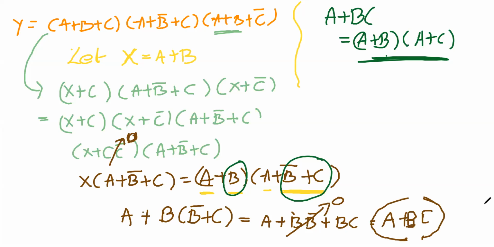So y is equal to A plus BC means either A is acceptable to us, or BC is acceptable to us, or both are acceptable to us. Okay. All of you understand?